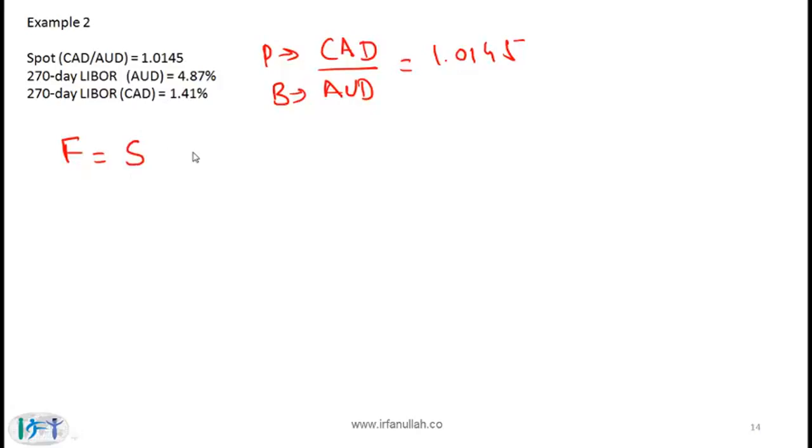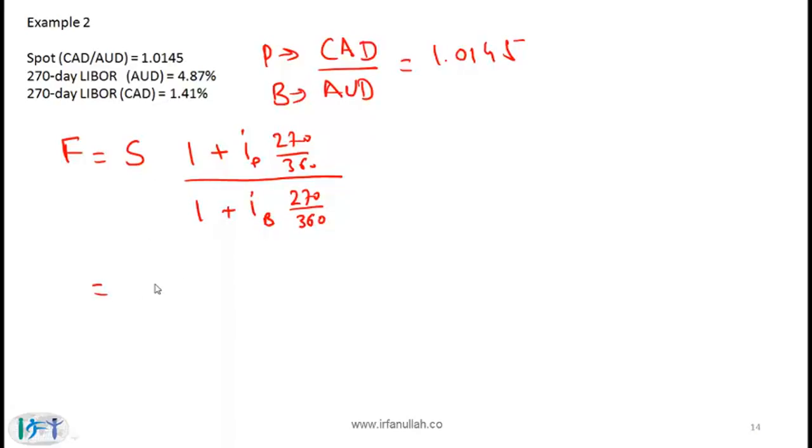So let's just write down the covered interest rate parity relationship, which says that the forward rate is the spot rate into 1 plus interest rate in the price currency adjusted by 270 over 360, because we are looking at a 270-day forward contract, and this is divided by 1 plus interest rate in the base currency into 270 over 360. Now let's plug in the numbers.